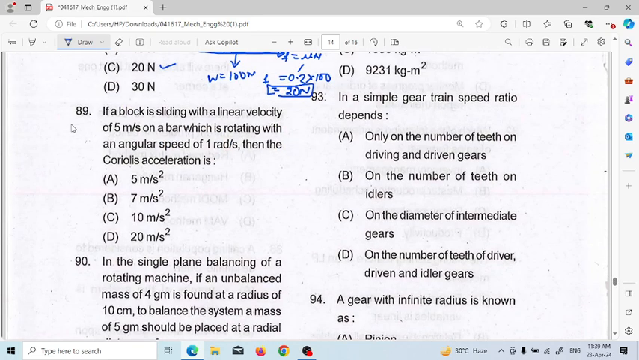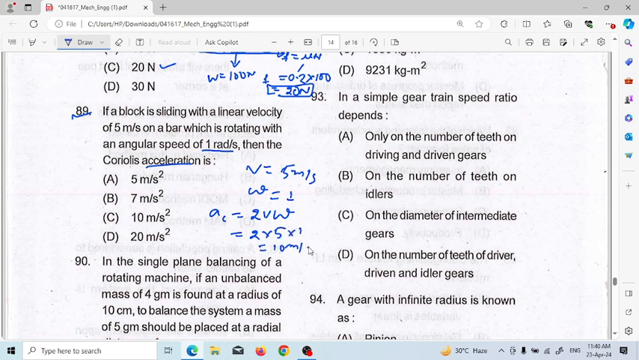Next, question number 89. If a block is sliding with linear velocity 5 meter per second on a bar which is rotating with angular speed 1 radian per second, then the Coriolis acceleration. Given the linear velocity 5 meter per second and omega is 1 radian per second, Coriolis acceleration will be, we know the formula 2v omega, so 2 into velocity 5 meter per second and omega 1, so it is equal to 10 meter per second square. So option C is the correct answer.